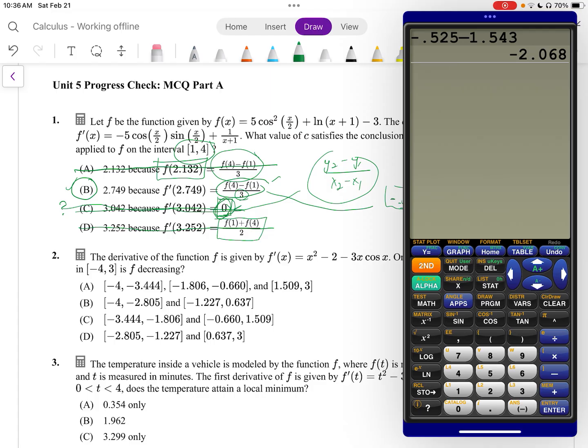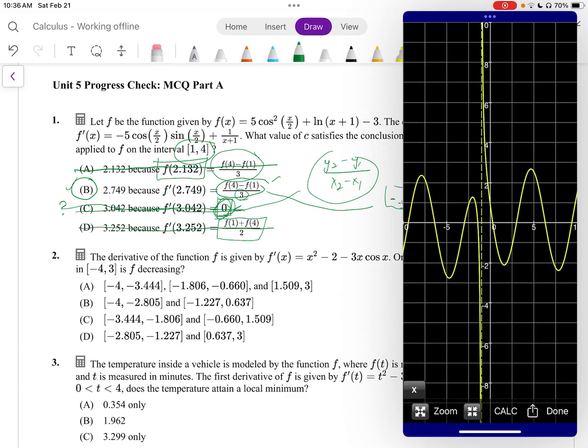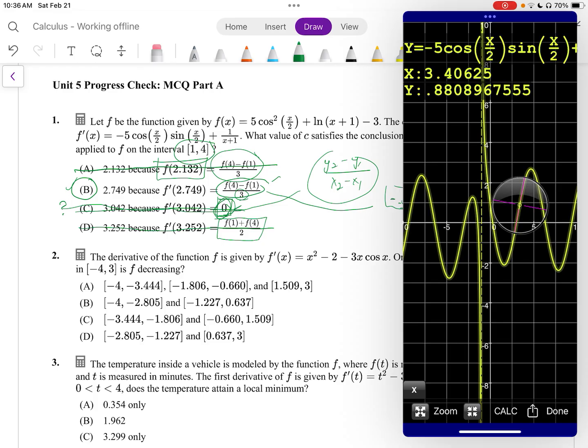What we could do is, we don't have to do anything else, but if it's a different question with different choices, we know that's the slope. So we would go to our slope, the derivative, and we would want to find when the derivative equals 2.749. So 2.749.